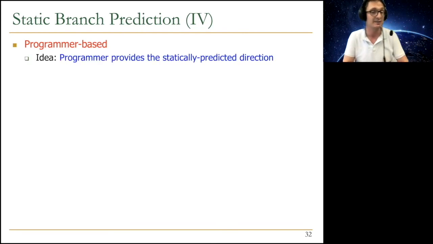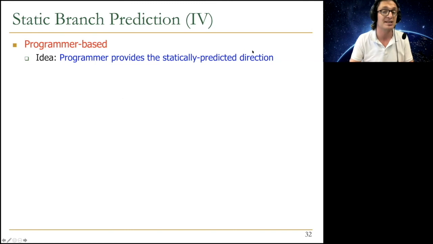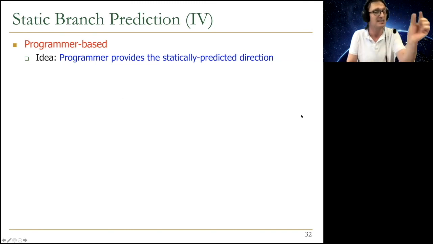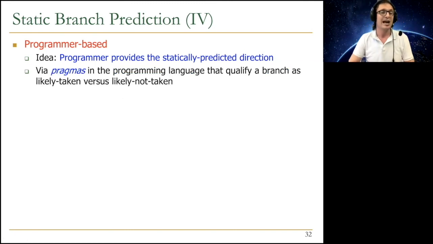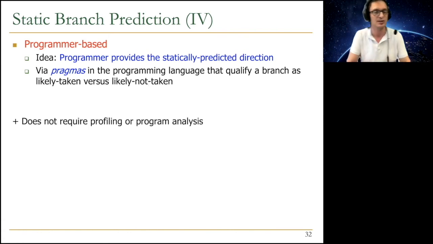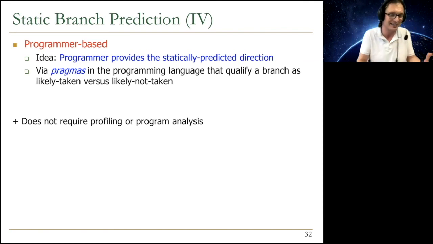taken or likely taken. So basically, the idea is the programmer provides a statically predicted direction, sets that hint bit in the ISA. And you can do it in the programming language by using pragmas that qualify a branch as likely taken versus likely not taken. This is called a pragma. I'm going to introduce it in a little bit. But of course, if you're doing it at the programmer level, it doesn't require compile time profiling or program analysis, but the programmer needs to do something about it, right?